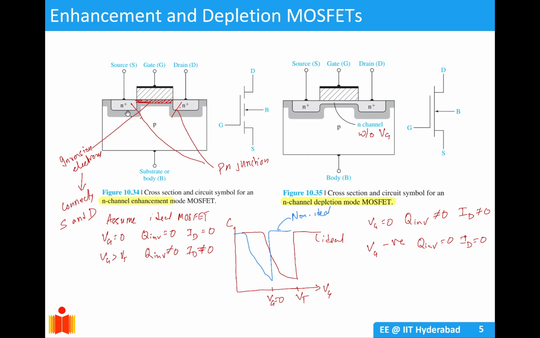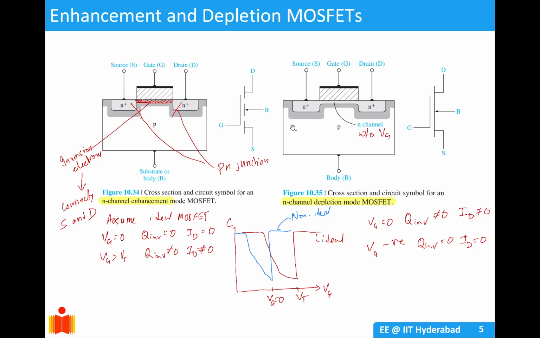So how an enhancement type MOSFET works is that when you apply a certain gate bias, this MOS region goes into the inversion region, and that creates an n-type inversion channel here, which connects the source and drain.